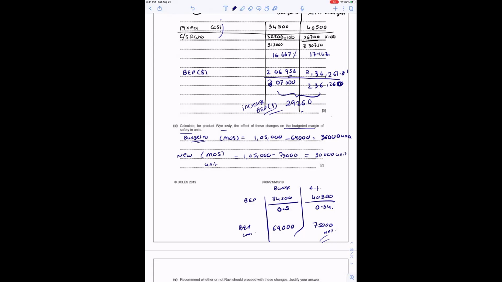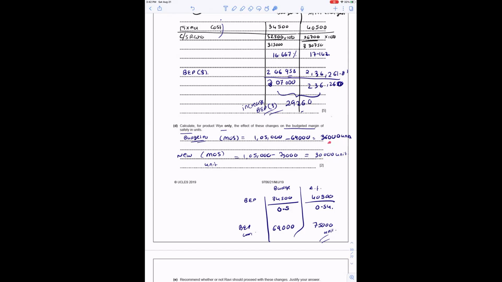So if you were following the previous plan, you had to sell more units and you were more safe. If you are following the new plan, you are less safe. So what do they want to find? The effect of these changes. If you change from budgeted to new, your budgeted was 36,000 and with the new, you are less safe. So the effect of these changes for product Y: when you change, it was 30,000 and initially it was 36,000.